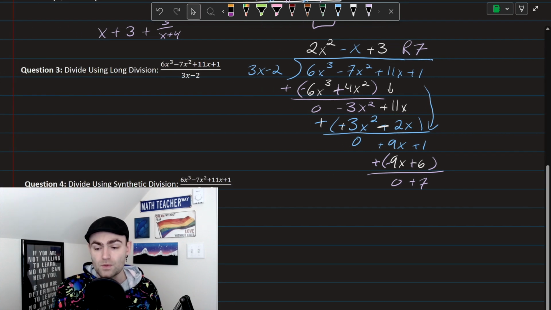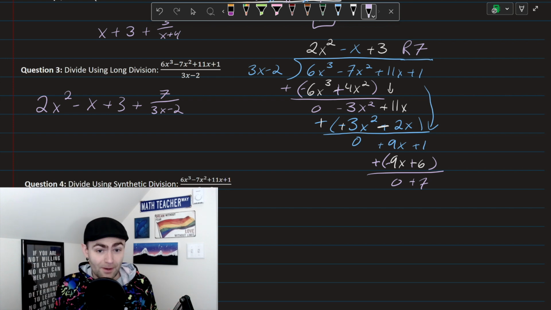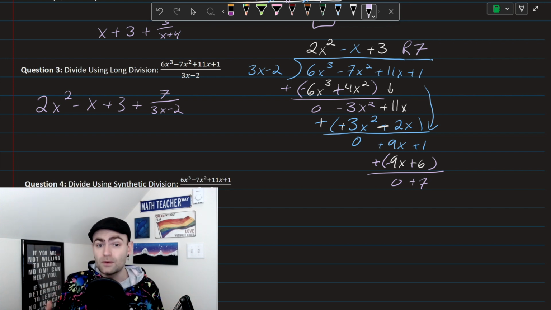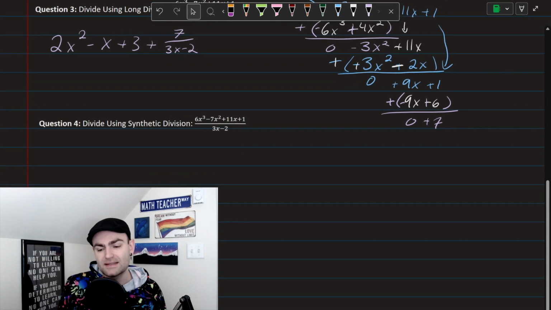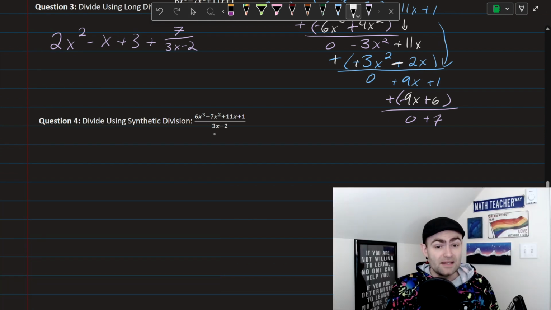So what is the result? The result would be 2x squared minus x plus 3 plus 7 over 3x minus 2. Not awful, but very, very long and tedious. This is why I like the synthetic. So, same idea for the other synthetic.